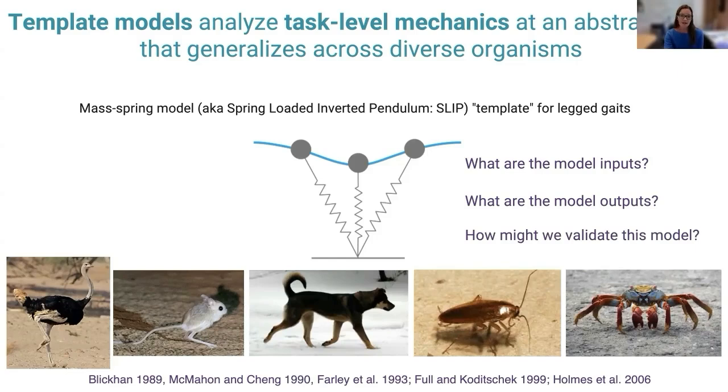And how might we validate this model? I'll be giving some examples to show how we might use this model to explain diversity of locomotion in organisms and consider some of the factors that differ between organisms. But one of the ways we can validate this model is by directly comparing observed body motions and ground reaction forces from experimental data to the model predictions. And I'll be talking a little bit more about this later on.